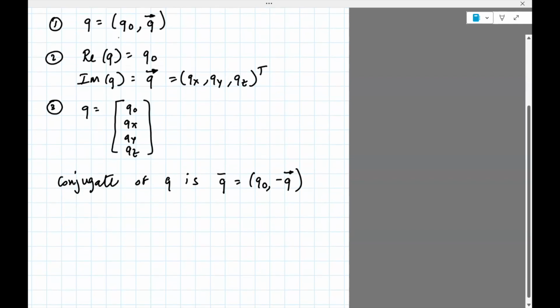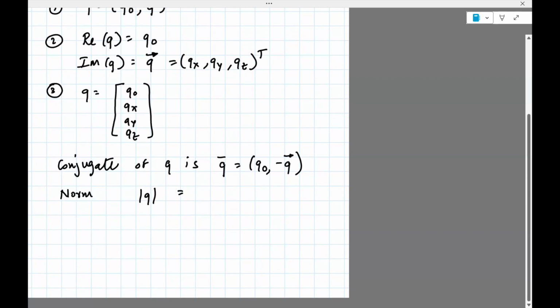Okay, so the other thing is the norm. The norm will use the same notation we used for other things, that is two straight lines. It is the square root of Q0 squared plus QX squared plus QY squared plus QZ squared.